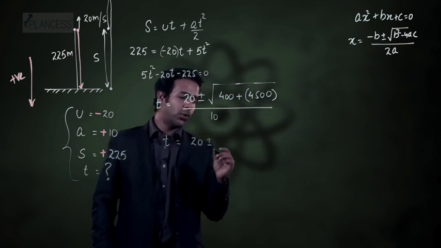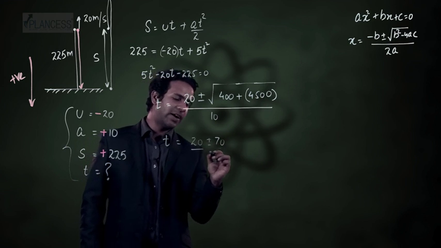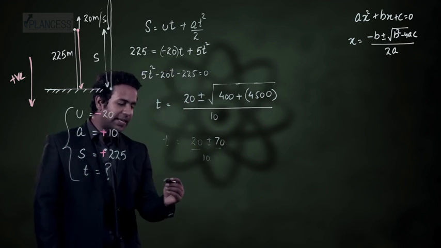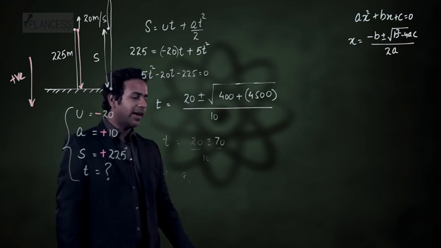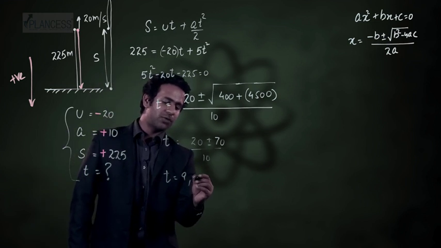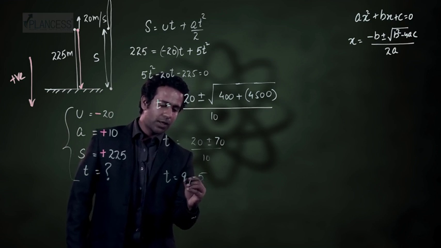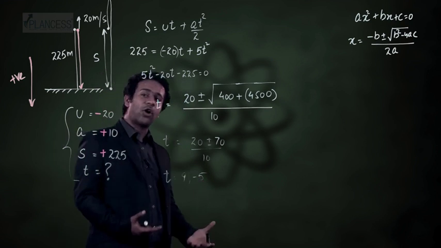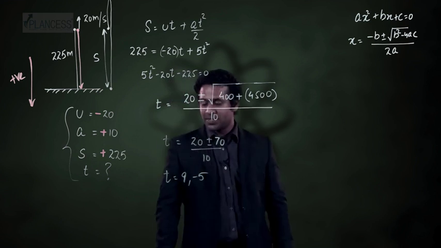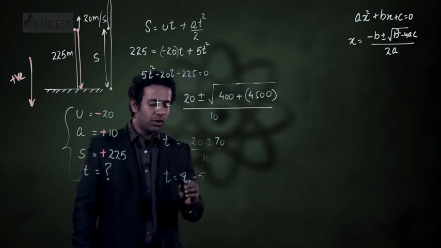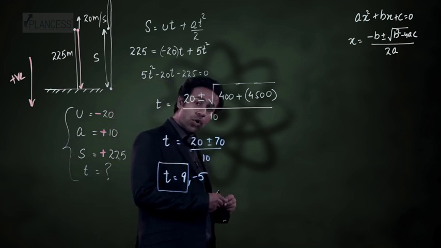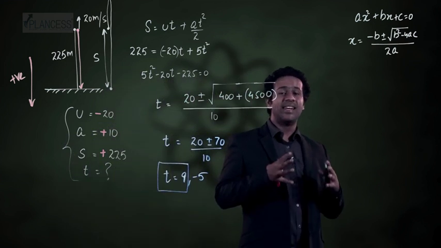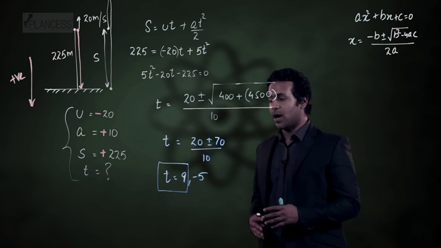So we are left with 20 plus minus 70 divided by 10. So t is either 90 by 10, which is 9, or it is minus 50 by 10, which is minus 5. So the time cannot obviously have negative value. Hence, there is only one acceptable solution, that is t equal to 9. And so the ball will take 9 seconds to hit ground.